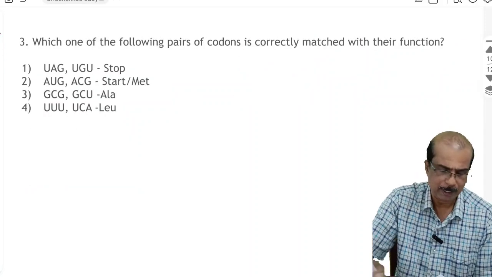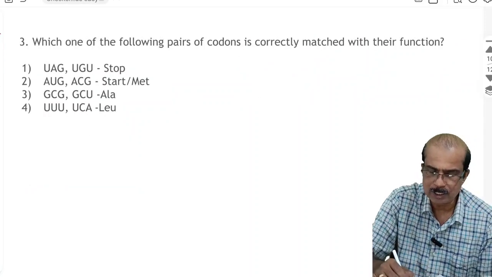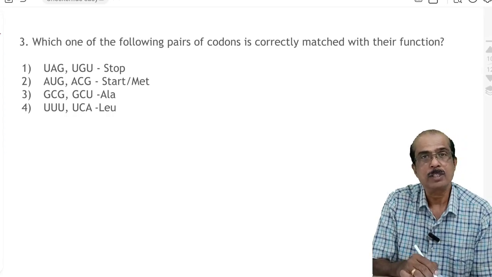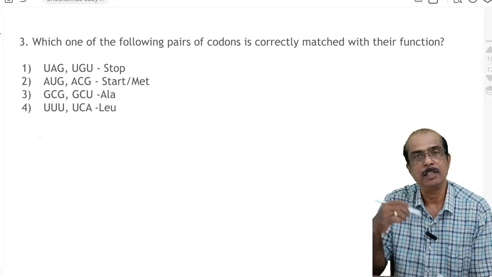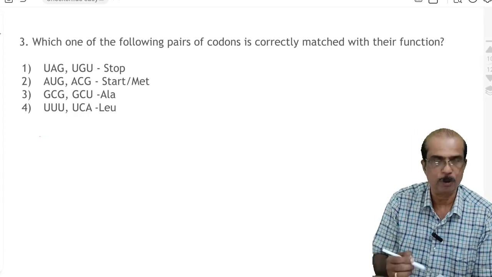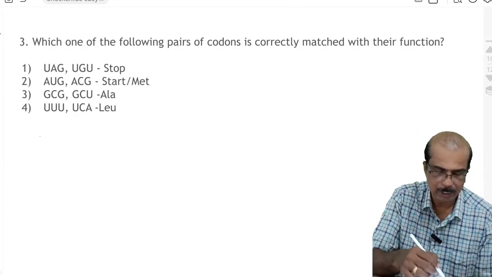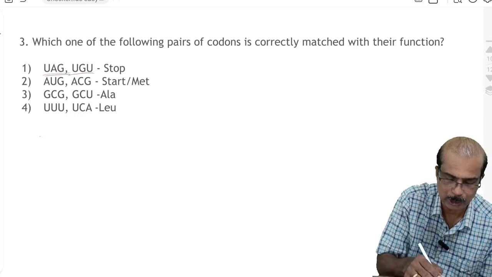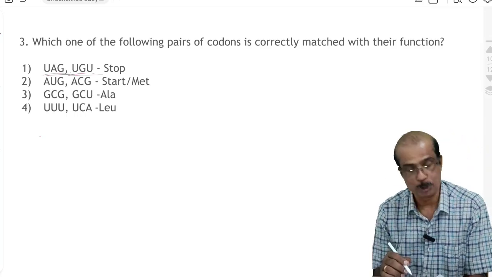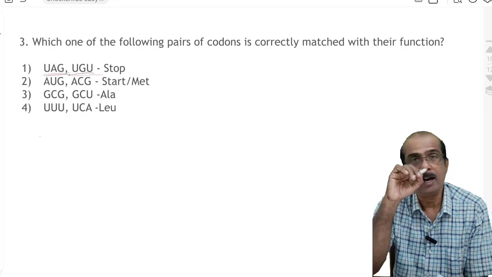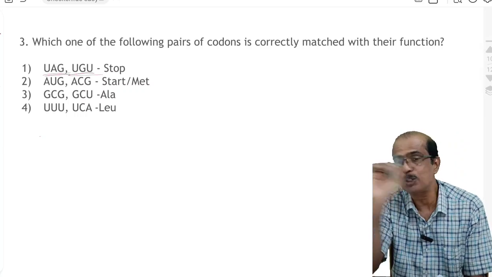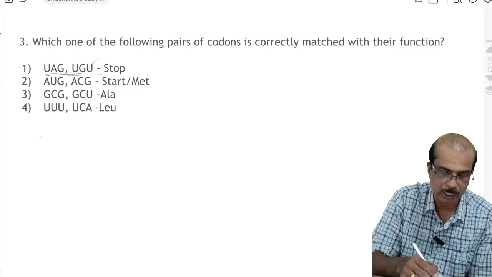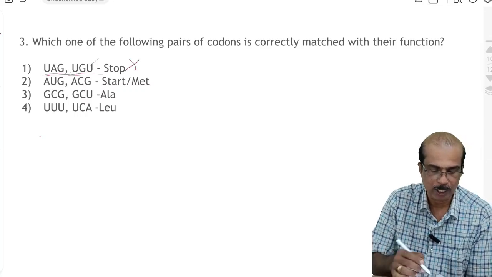Let us move to the third question. Which one of the following pairs of codons is correctly matched with their function? Pairs of codons are given and their function. They are stop or starting or coding any amino acid. Just analyze this. UAG, you know that is a stop codon. UGU is not a stop codon. It is the last amino acid present in the first row. UGU, first row. It codes for cysteine. So this option is a wrong one.